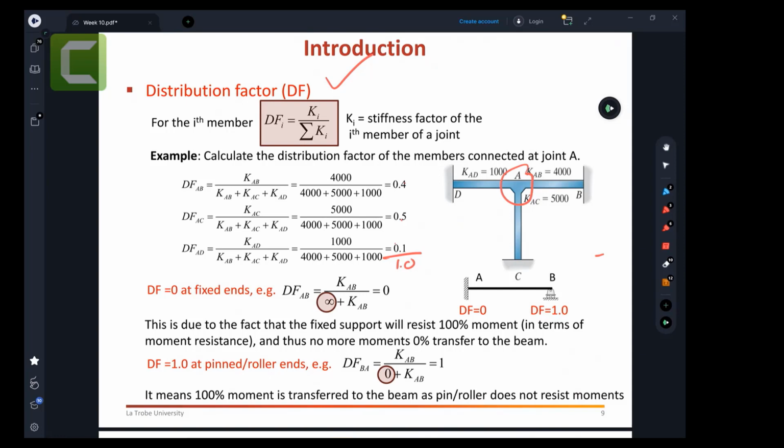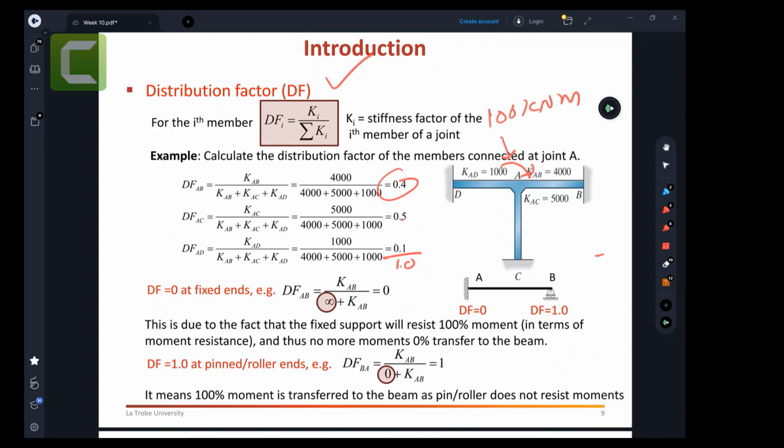Now, what is the meaning? I don't want you to just calculate distribution factors without understanding. If I say the distribution factor is 0.4, what does it mean? Let's say someone is applying a 100 kilonewton meter moment here. Someone comes and bangs at point A, applying 100 kilonewton meters. Now this joint A doesn't want to rotate. It will give you resistance against the 100 kilonewton meters, right?